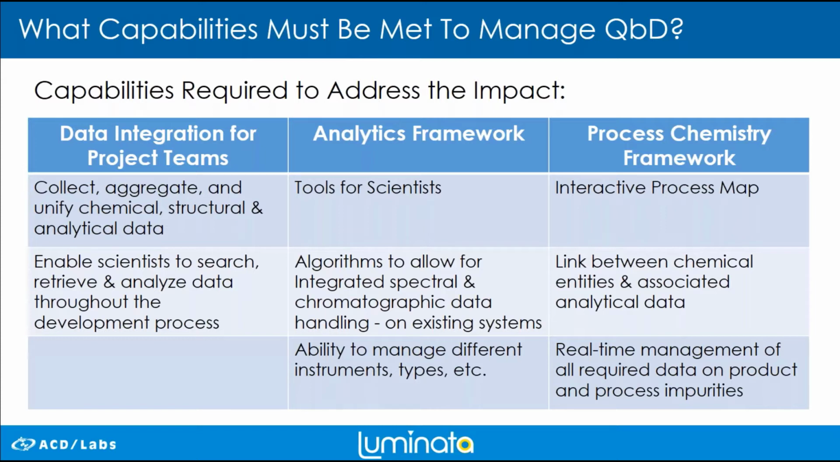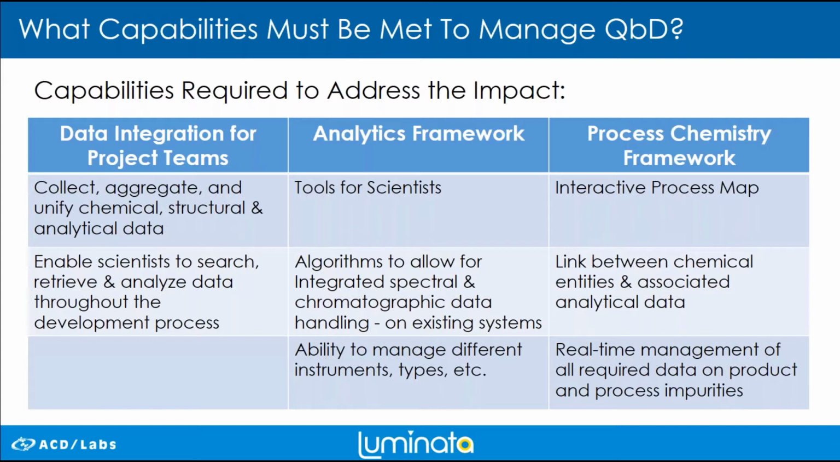What you saw in Excel is just a static image. You can't really do anything with that. Linking the chemical entities and associated analytical data. Most likely, if you're doing the process chemistry workflow and you're a process chemist, you may not have access to data. If you have a notebook, you probably have a PDF and you placed all your chromatograms or LCMS within that record inside the notebook, but you can't do anything with it. It's difficult to search. And really, real-time management of all required data on product and process impurities.